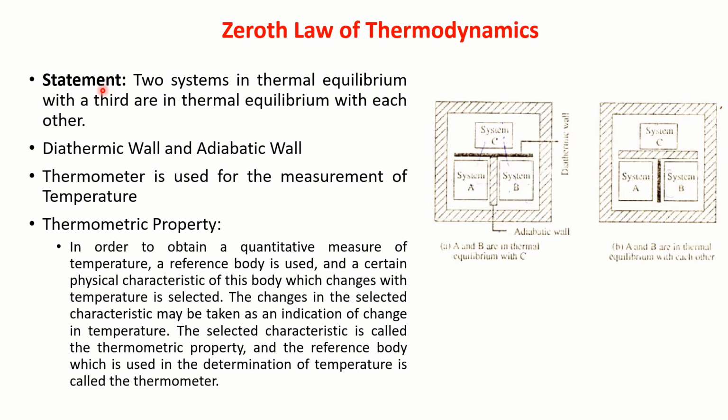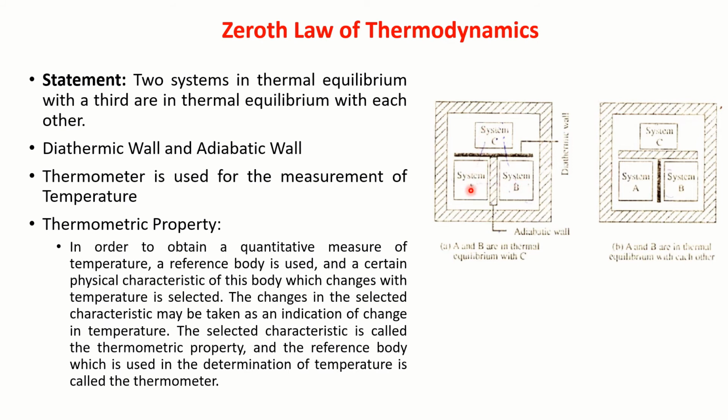So, how do we state the Zeroth Law of thermodynamics? Two systems in thermal equilibrium with a third are in thermal equilibrium with each other. Let us say there is system A, system B, system C. This I call a diathermic wall. This I call an adiabatic wall. What is a diathermic wall? A diathermic wall is one which allows heat to flow across it. An adiabatic wall is one which will not allow heat to flow across.